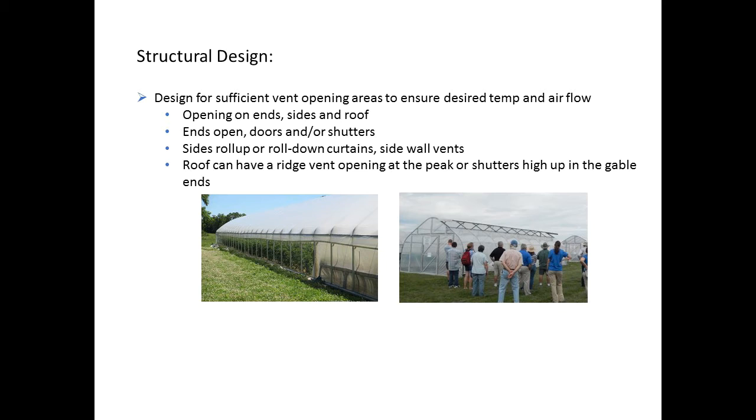For the ends, you can have doors. So you can open up doors to cool the structure. You can put shutters in your end walls or louvers. On the sides, you can have roll-up sides. There are also roll-down sides, and there are side wall vents that you can use. On the roof, you can use ridge vent systems, which open at the peak, or you can place louvers high up in the gable to allow the air to escape through the peak.